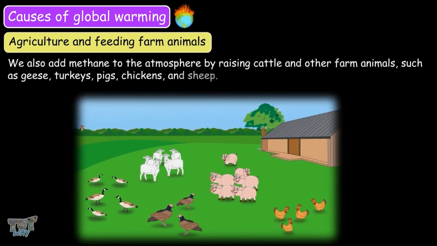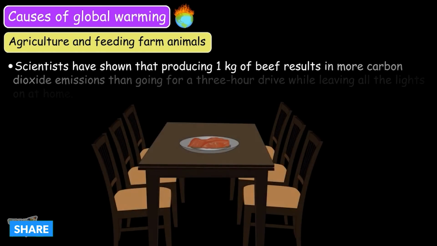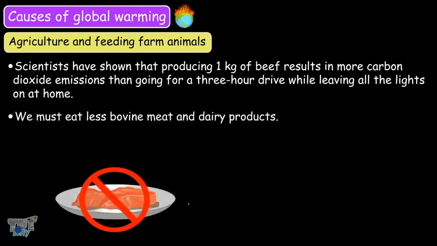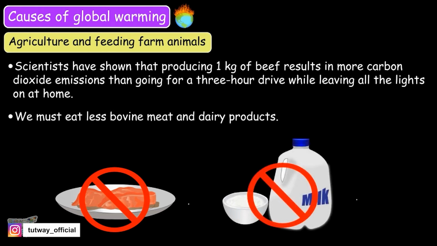We also add methane to the atmosphere by raising cattle and other farm animals such as geese, turkeys, pigs, chickens, and sheep. Scientists have shown that producing 1 kilogram of beef results in more carbon dioxide emissions than going for a 3-hour drive while leaving all the lights on at home. Yes, it is true. So we must eat less bovine meat and dairy products. We need to change our eating habits in order to protect our environment. So agricultural industries and intensive farming are also responsible for carbon dioxide emissions in the environment.